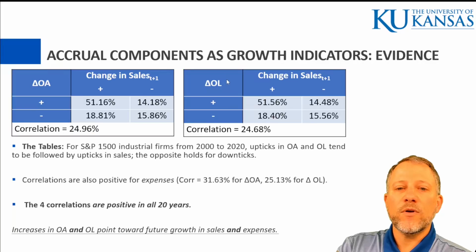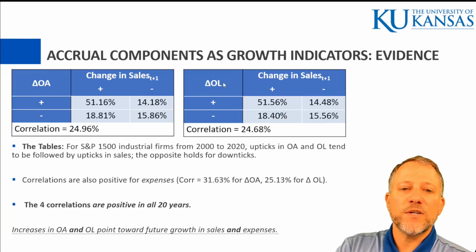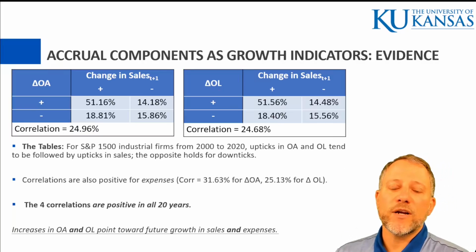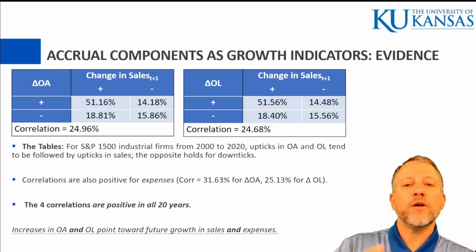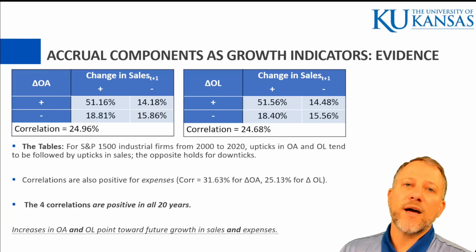Looking at the second table, the only thing that we've changed is that we're now looking at growth in operating liabilities. So this means I have a larger amount of accounts payable as of the end of the year than the beginning, or my deferred revenue has grown during the year. And even though we switched to operating liabilities, the correlations look almost identical. So just like we talked about on the last slide, the same way that a buildup in inventory predicts an increase in future sales, a buildup in accounts payable implies the same thing.